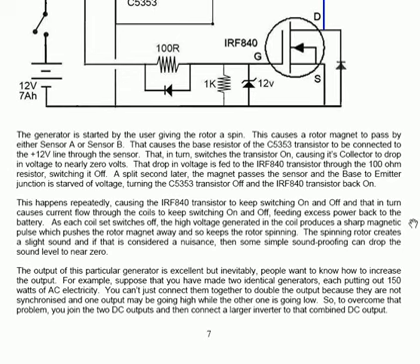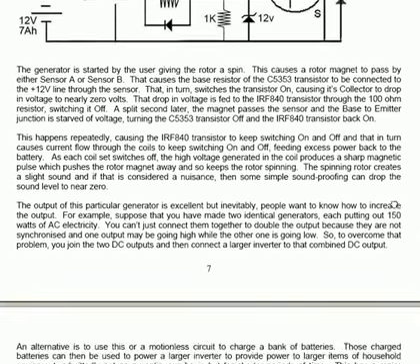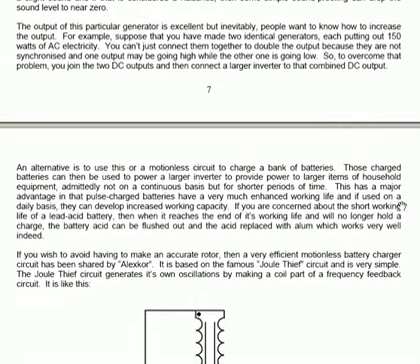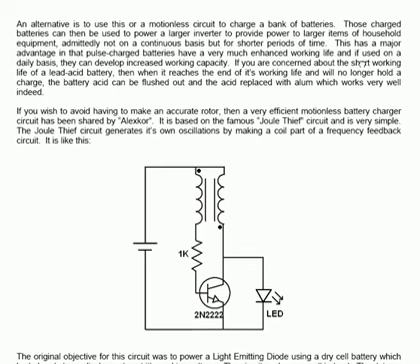An alternative to doing this is to use this particular circuit, or a motionless circuit, to charge a bank of batteries. Those charged batteries can then be used to power a larger inverter to provide power to larger items of household equipment, admittedly not on a continuous basis, but for shorter periods of time. This has a major advantage in that pulse charged batteries have a very much enhanced working life, and if used on a daily basis they can develop increased working capacity. In other words, the batteries look as if they're bigger than they actually are.